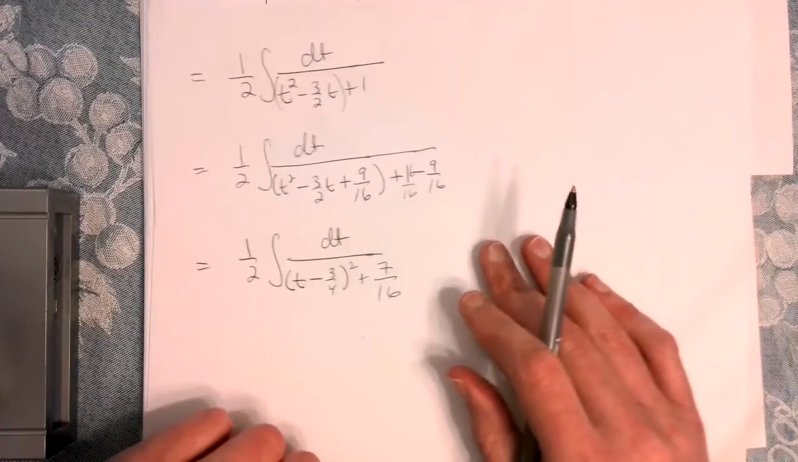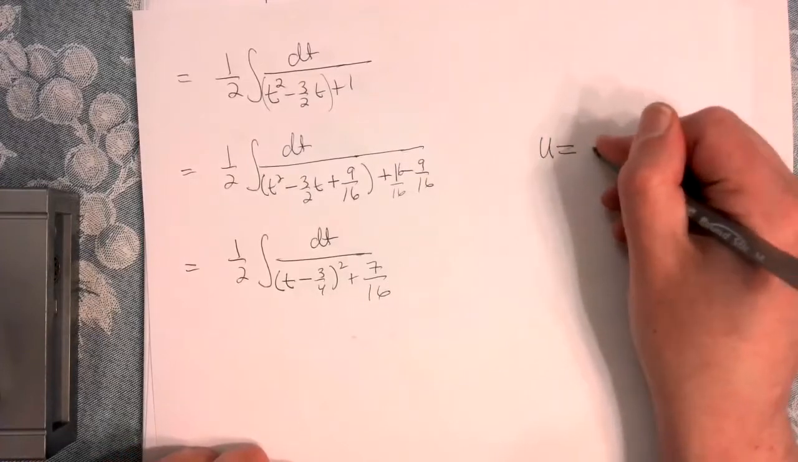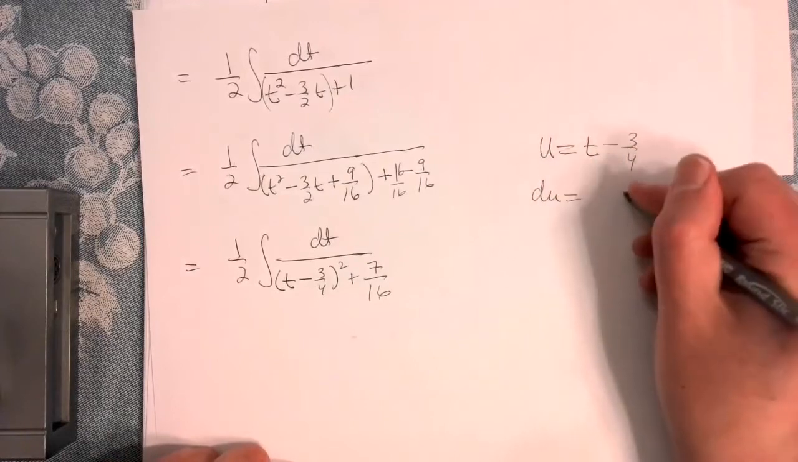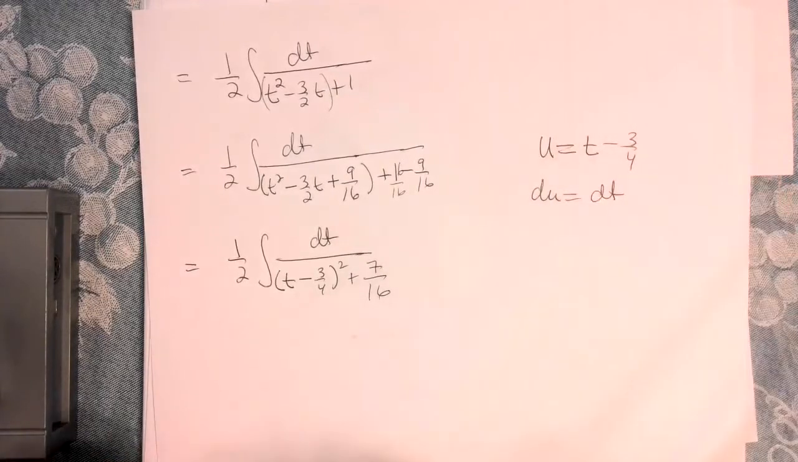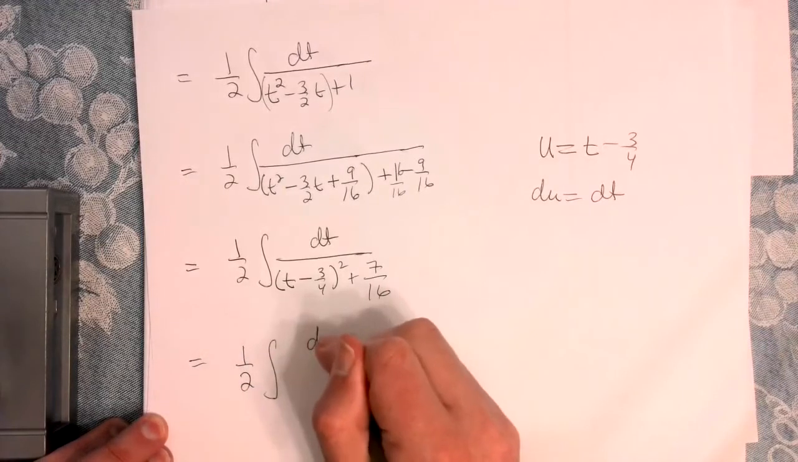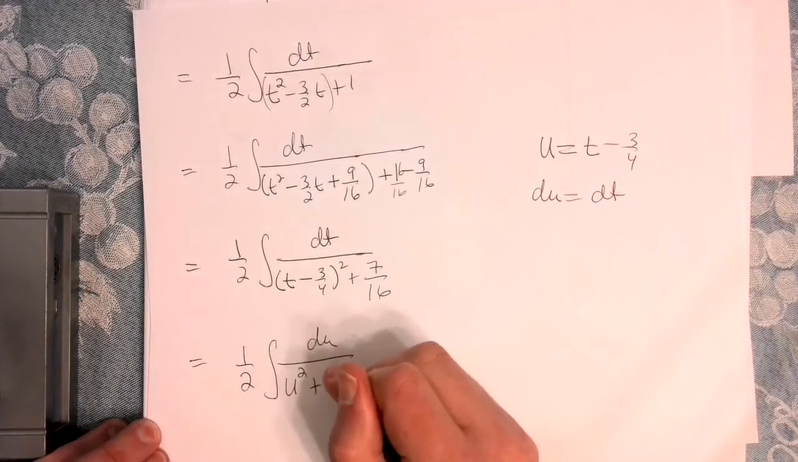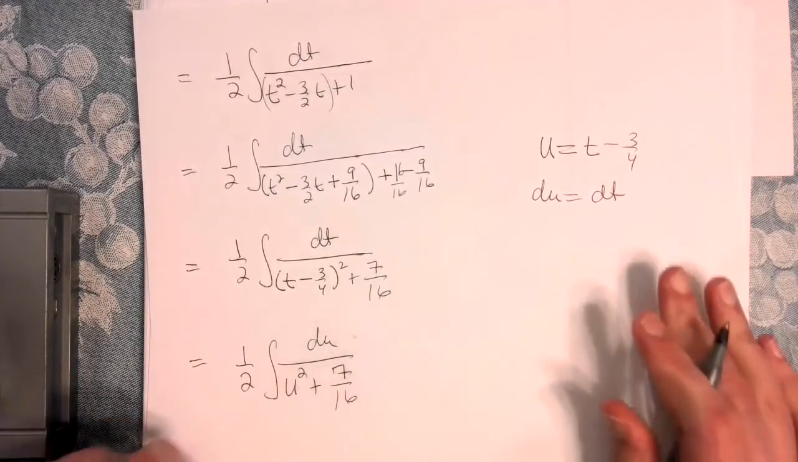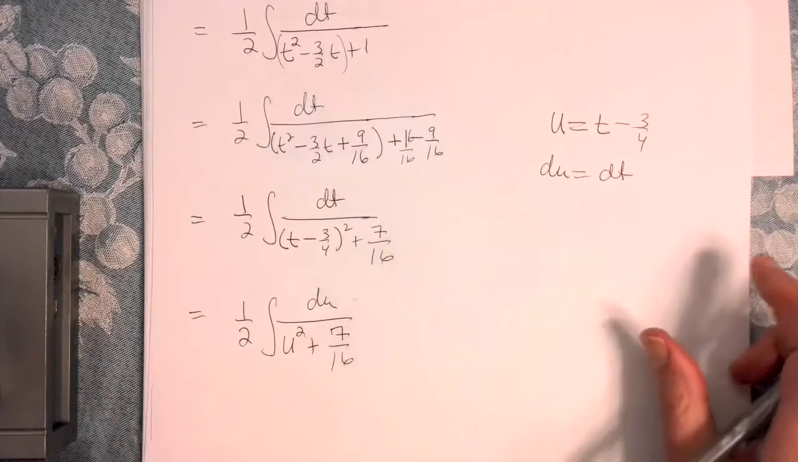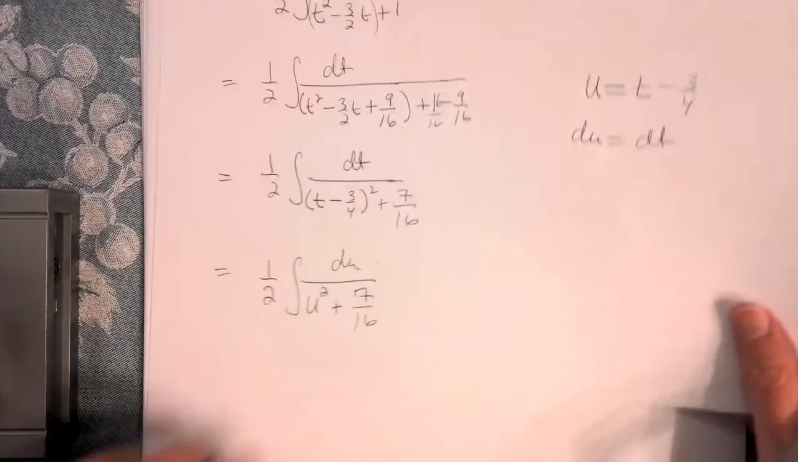Okay, so this seems pretty good. It almost reminds me of sort of an arctan form. So let's go ahead and make a substitution. Let's let u equal t minus 3/4. du is equal to 1 dt. And that's in a nice form. So there's a u squared plus a squared form. Okay, so yeah, we recognize this as an arctangent form.